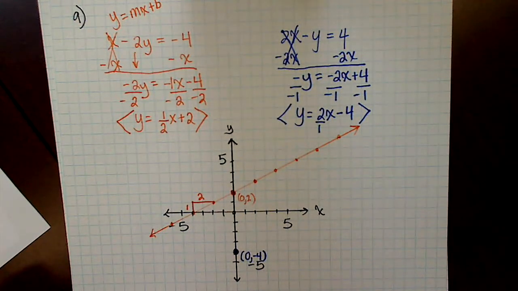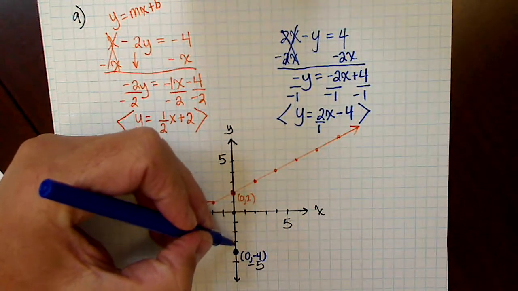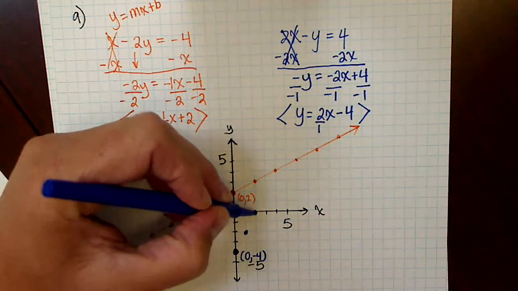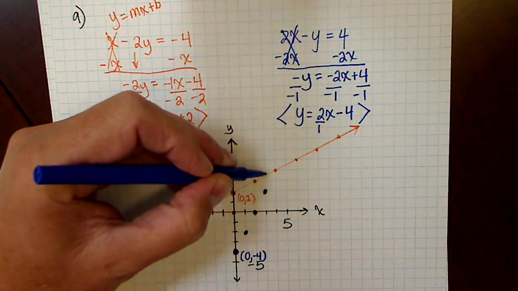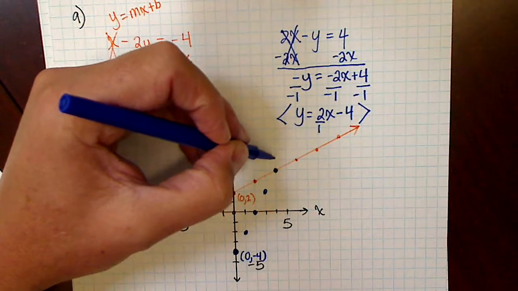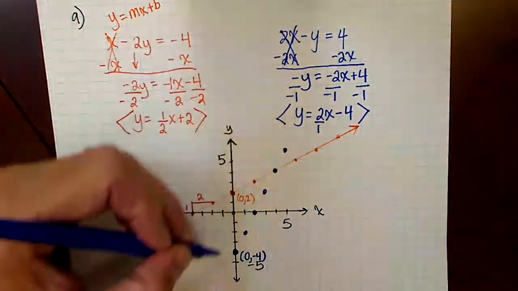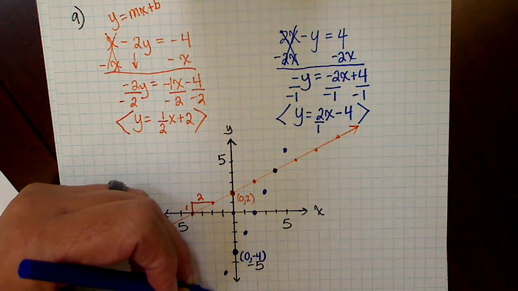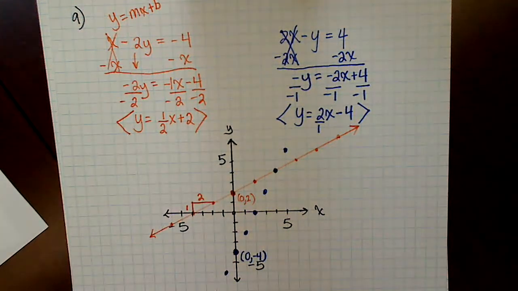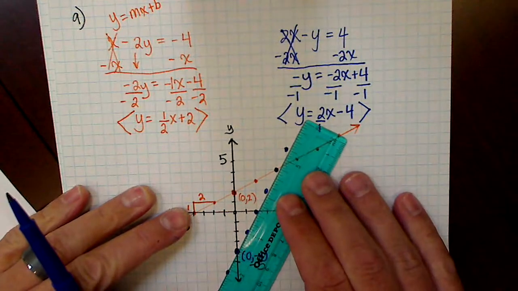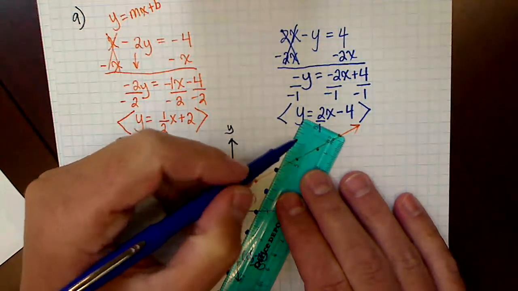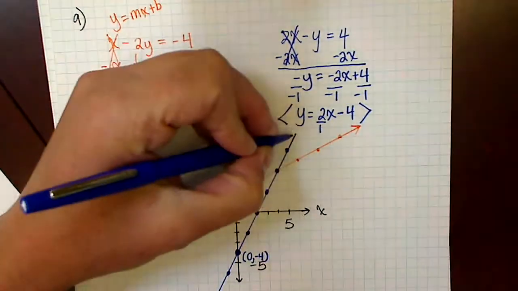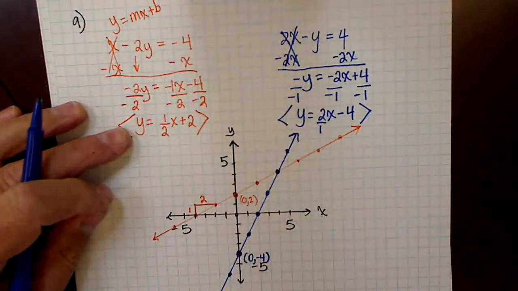Now I have a rise and a run. A rise of 2 over 1, 2 over 1, 2 over 1, and keep going, and then the same thing in the other direction, down 2, back 1, down 2, back 1, connect the dots. You have two linear equations or linear functions represented on the same graph. That's what makes it a system.